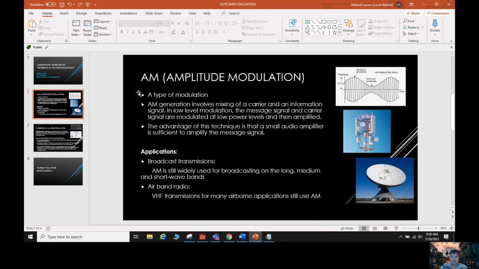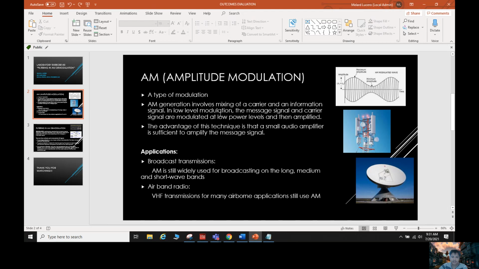So AM or amplitude modulation is a type of modulation. So basically we are having two types. The one is frequency modulation, then the other one is this amplitude modulation. But today's laboratory exercise will be more focused on the amplitude modulation. And first of all, how can we produce or modulate amplitude?